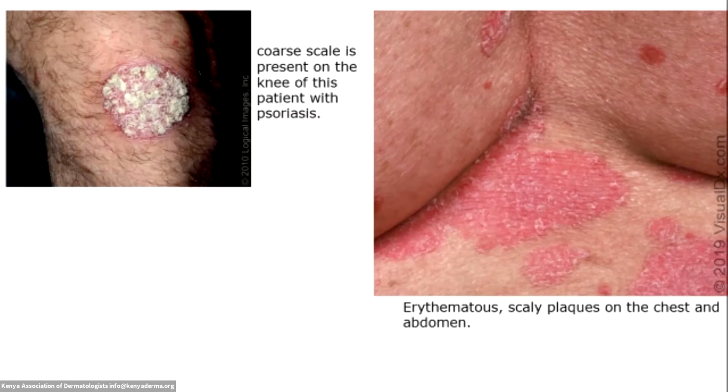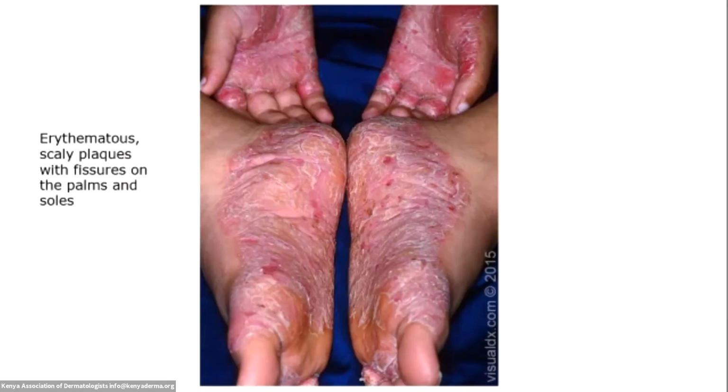These images show, the first one on the knee, the coarse scale that you can see in psoriasis. And the one on the right, you can see the erythematous scaly plaques on the chest and the abdomen. This is an image also showing scaly plaques, and you can appreciate some fissures on the palms and the soles.